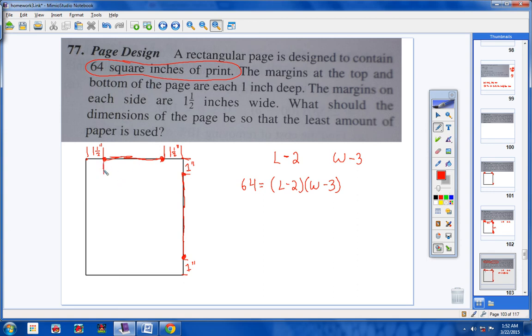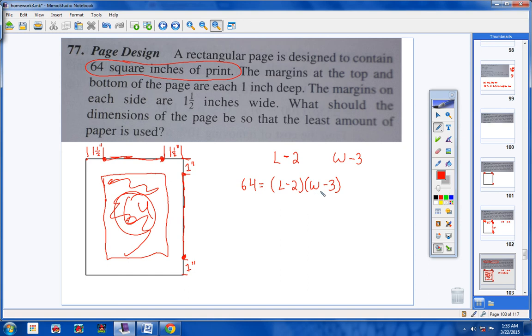So really the part of the paper we're dealing with goes from here to here to here to here. That's where you can print stuff right there. So the area of that is 64, because it says right here 64 square inches. So if I take L minus 2 times W minus 3, I'll get 64.